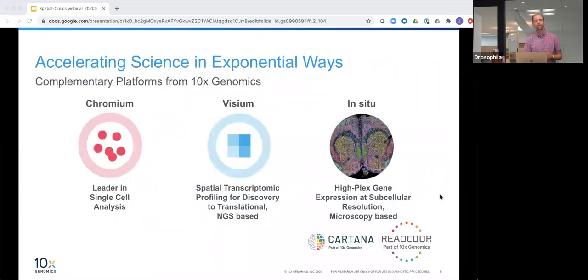As we talked about at the beginning, we're also really excited to add a third complementary platform to 10x, our in situ platform. And this is going to come about because of the recent acquisition of Cortana and ReadCore. This is going to give us high-plex gene expression with subcellular resolution, and this microscopy rather than NGS-based readout. And we think that this will be a really complementary way to look at your data. So you could imagine using all 3 of these technologies in your experiments.